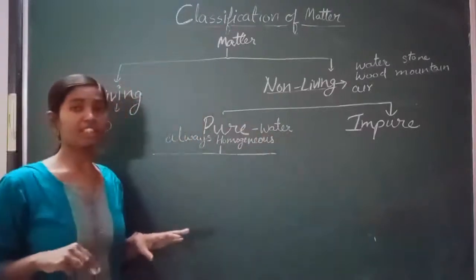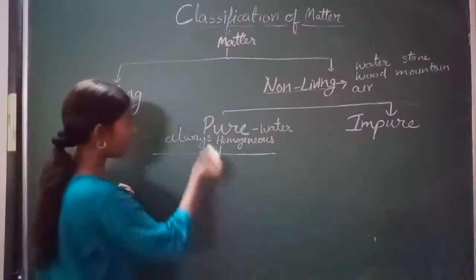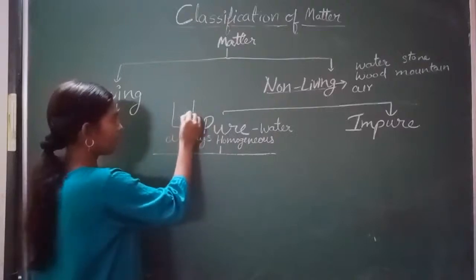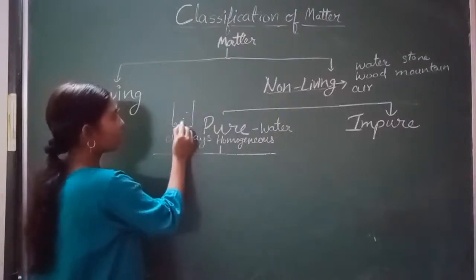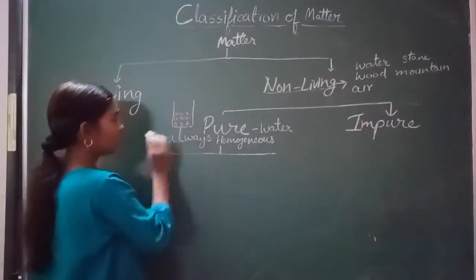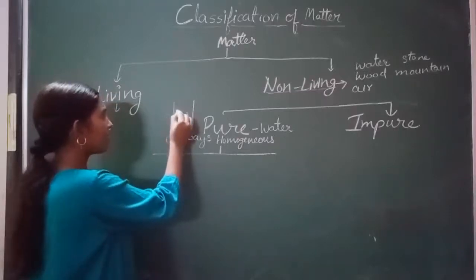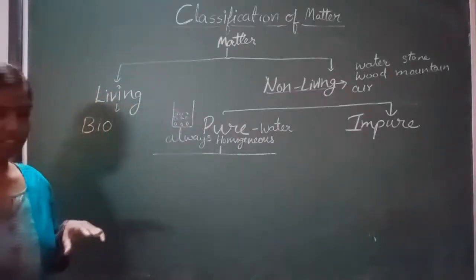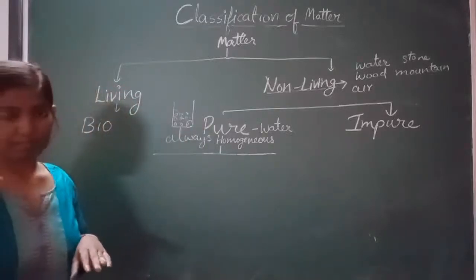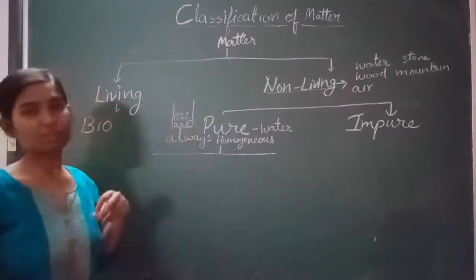Always homogeneous. Homogeneous means throughout it is the same. Suppose you have taken a glass of water, here only I am taking a glass of water. And here also, here also, here also, all these are H2O. If I select the water from this side, it will give me the same taste. If I select the water from this corner, it will also give the same taste. And if I check the formula, here also H2O is present, here also H2O is present.